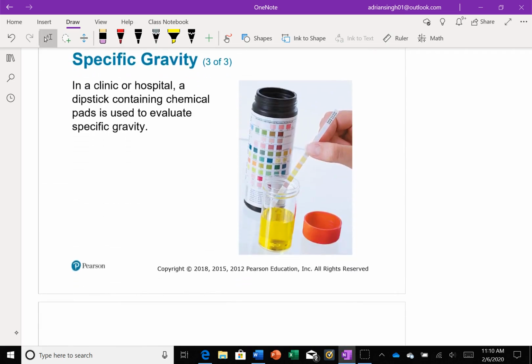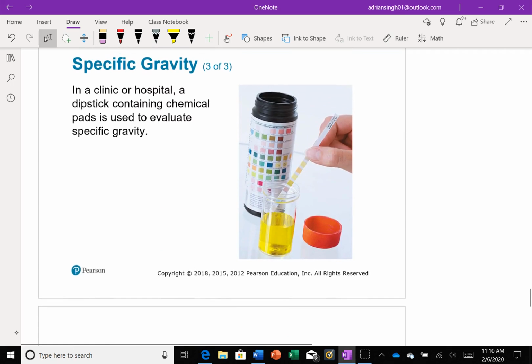In a typical clinic or hospital, for instance, there's a quick way to measure it. There are these color-coded sticks that can be used. They change color based on the specific gravity of the substance that they are testing.